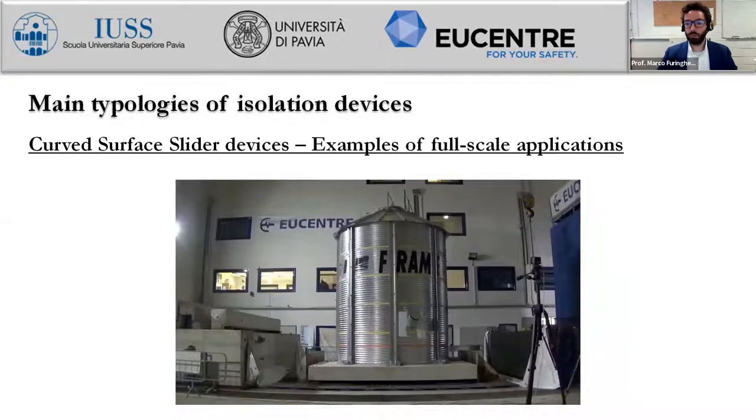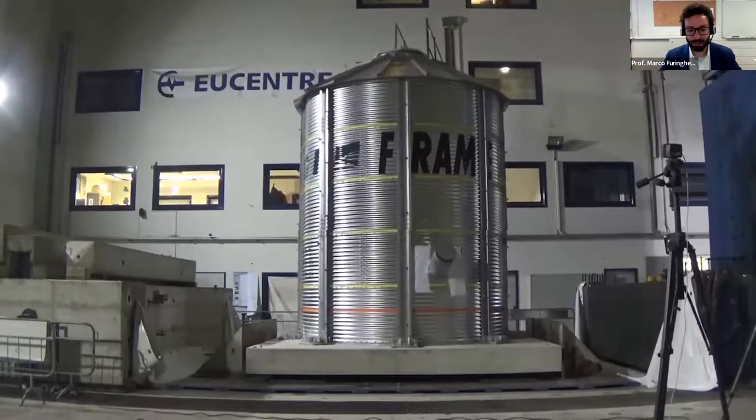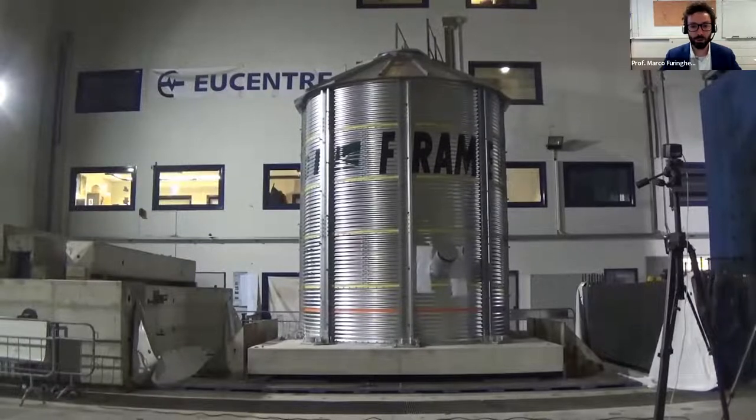So these are examples of full-scale applications, and this is a steel silo, which has been tested on the shake table at the Eucentre laboratory. You will see that this is the fixed base configuration. There is the plate at the base of the silos, which is restrained from the horizontal point of view. And now it starts moving. You see that the base is fixed, so the overall motion is transferred with no restrictions to the superstructure, and it was filled with grain. So there is also a sort of internal dynamic excitation during motion.